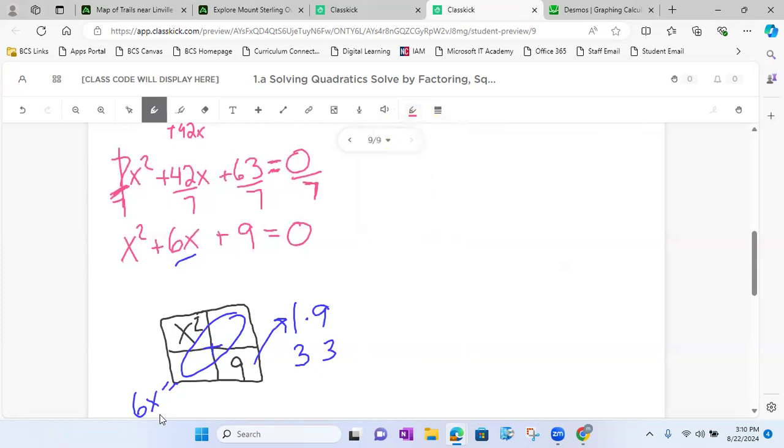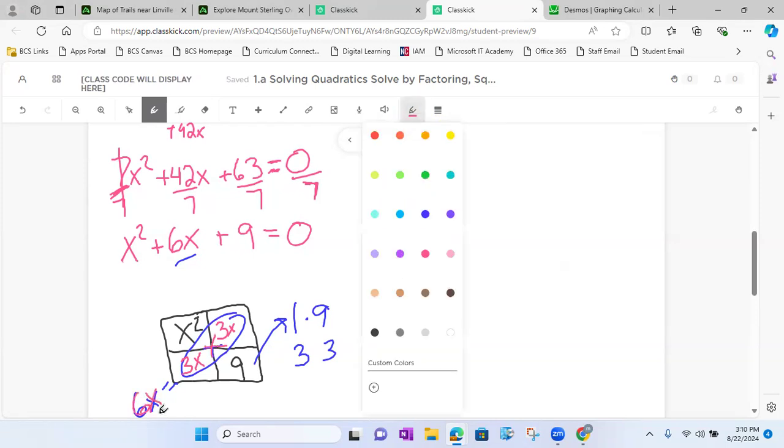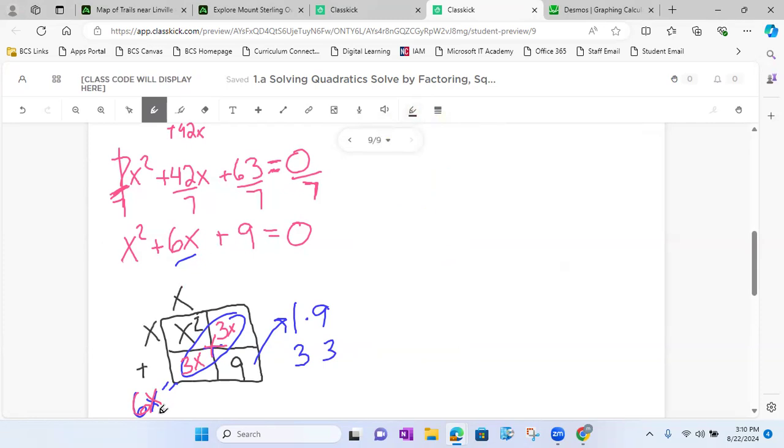So we must have a 3x here and a 3x here, because when we add them together, it will give us 6x. Okay, and then what I'm going to do is go ahead and add onto a box. So x times x is x squared, x times 3, x times 3 right there. And we've actually went ahead and found our two binomials. So right over here, we should be able to transfer this to x plus 3 times x plus 3 equals 0. And some people would write it as x plus 3 squared. It doesn't really make a difference.